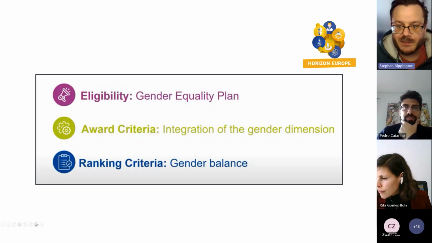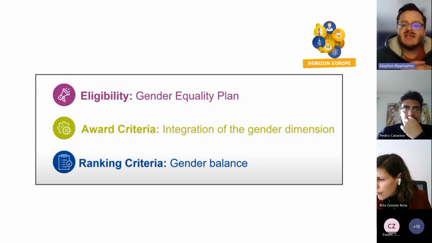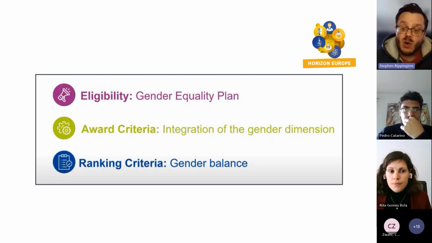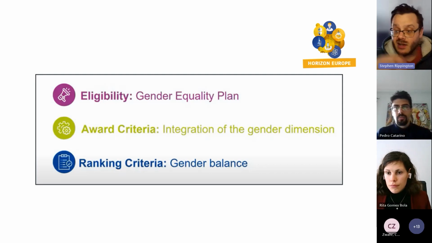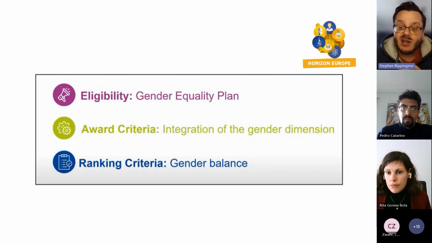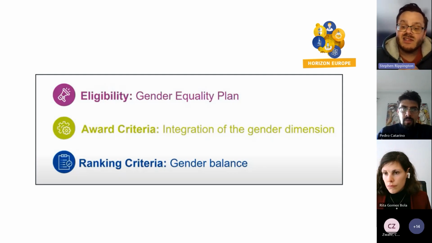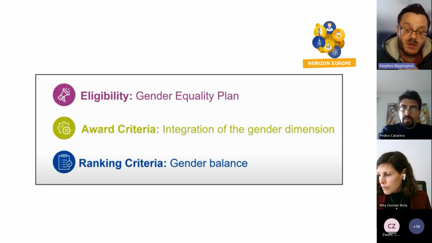Yes. Brilliant. Okay, so first of all, the importance of sex and gender dimensions in research and innovation is emphasised in the Horizon programme by three things. First of all, there's a requirement for some legal entities like RTOs and universities to have a gender equality plan as an eligibility criteria. There's the default integration of gender dimensions into research and innovation content as an evaluation criteria in the excellence section. And then there's the consideration of gender balance in research teams as a ranking criterion for proposals that score the same.